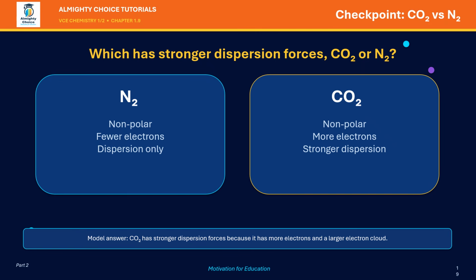Let's check the idea using carbon dioxide and nitrogen. Both carbon dioxide and nitrogen are non-polar, so both mainly have dispersion forces. Carbon dioxide has more electrons and a larger electron cloud than nitrogen. Therefore, carbon dioxide has stronger dispersion forces. A strong model answer should mention electrons, electron cloud size, and the stronger dispersion forces.